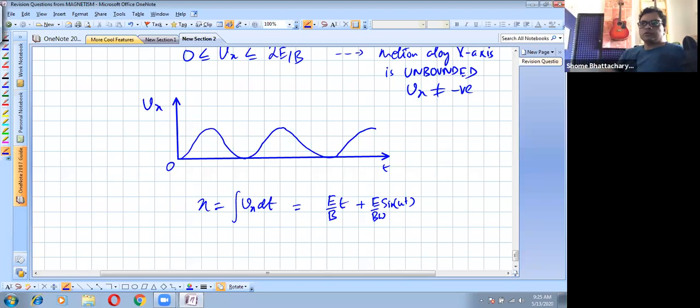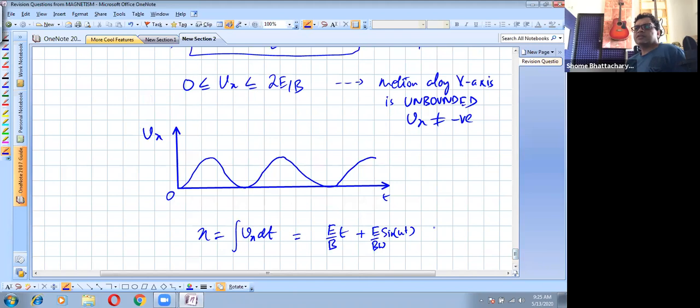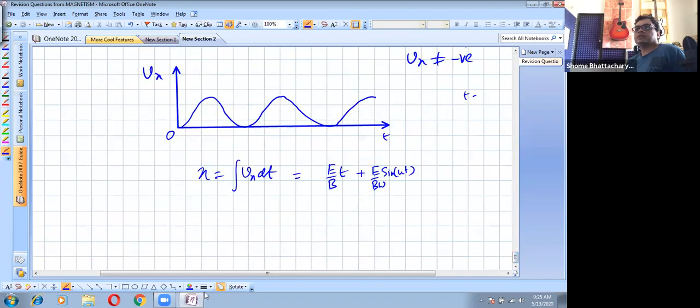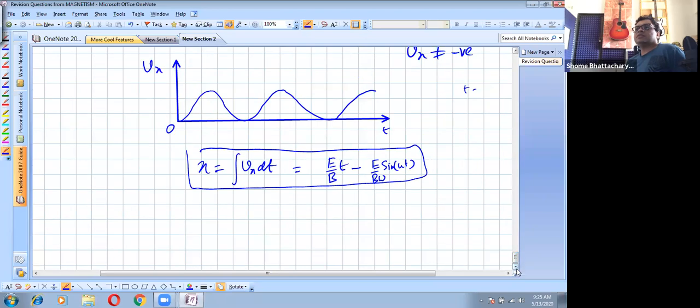Right. So just let's verify this, that 1 minus cos omega t function when we integrate. So we'll get t minus sin omega t. Sorry, minus sin omega. So anyway, again, this is not going to be so important.